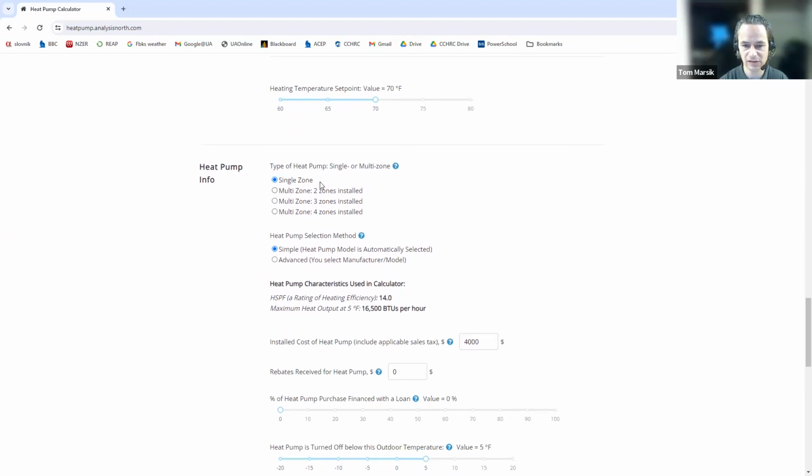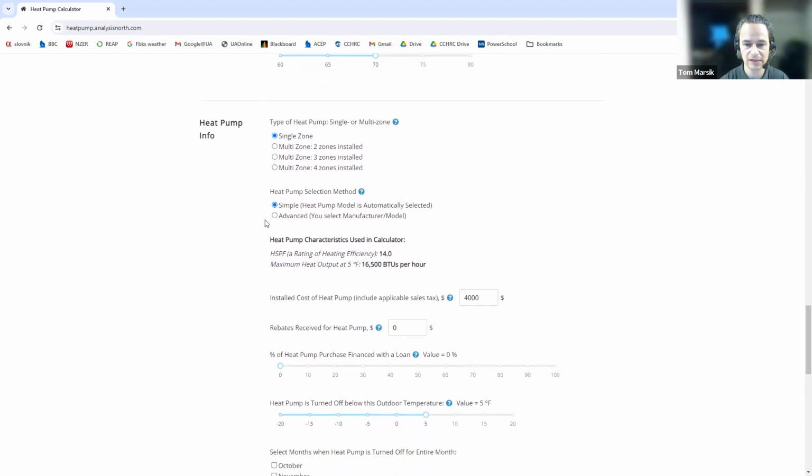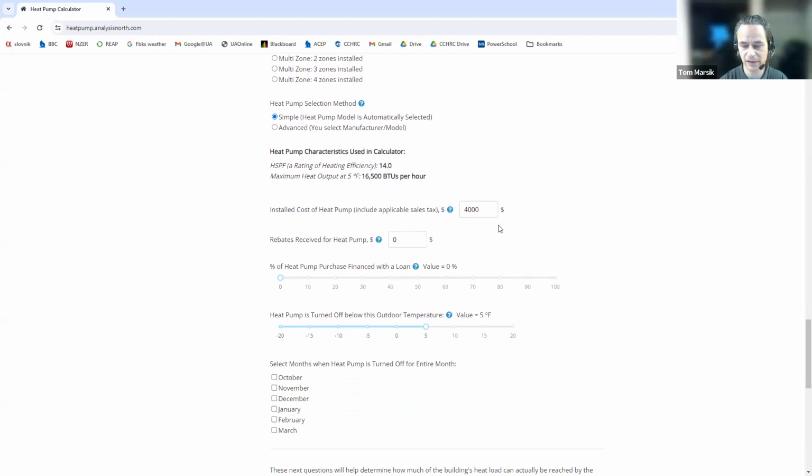Let's assume a single zone unit. I'm going with the defaults here. You can actually here select the specific model of the heat pump. I'm going to go with the default option, which is the simple option with a kind of a generic heat pump assumed here, but a very efficient one. So the heating seasonal performance factor of 14, which is one of the most efficient on the market. Install cost $4,000 looks pretty reasonable for Anchorage.